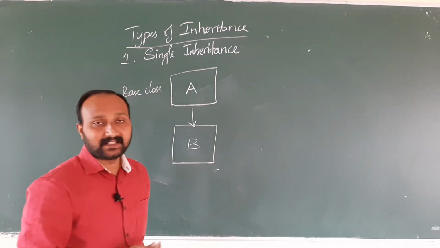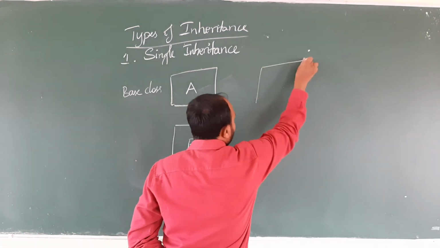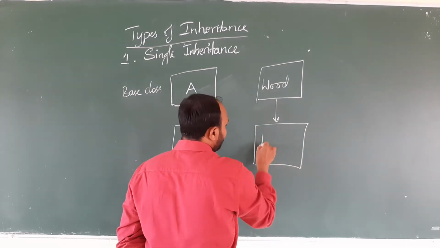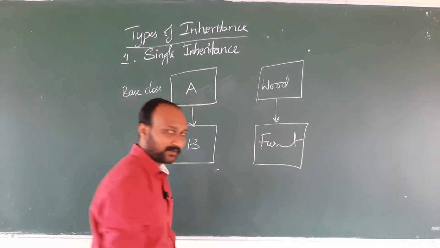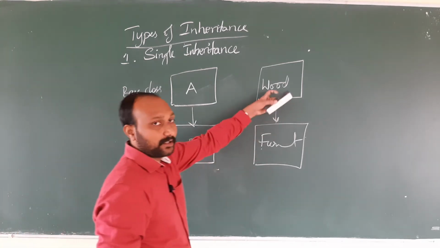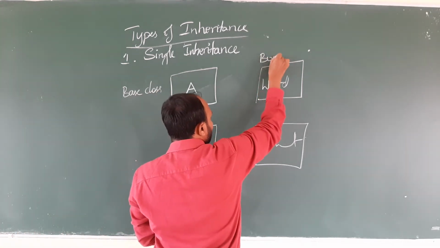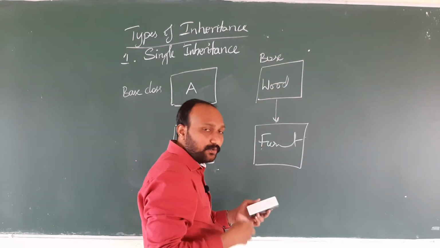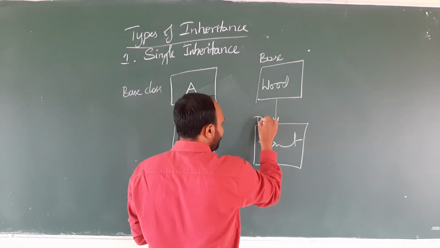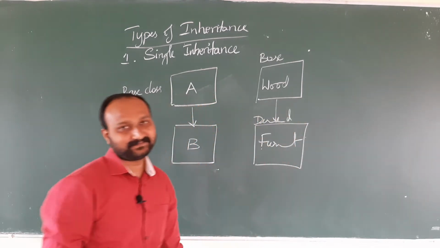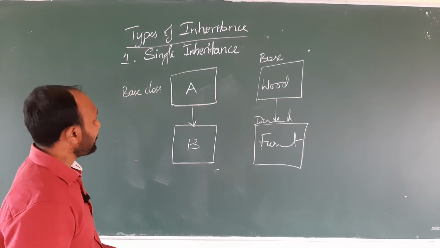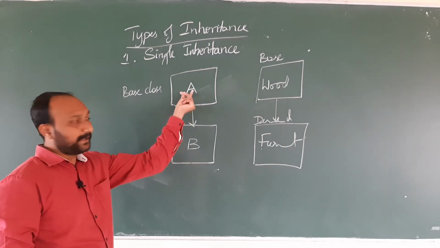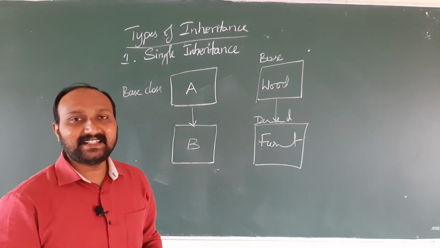Okay, so that is the example. What can be the example for single inheritance? From wood we will be making furniture. Correct? So, here wood is the base class. From wood we are deriving some of the properties of the wood and we are making a new furniture. So here furniture is a derived class. Okay. So what is single inheritance? Deriving a new class from a base class is called single inheritance.